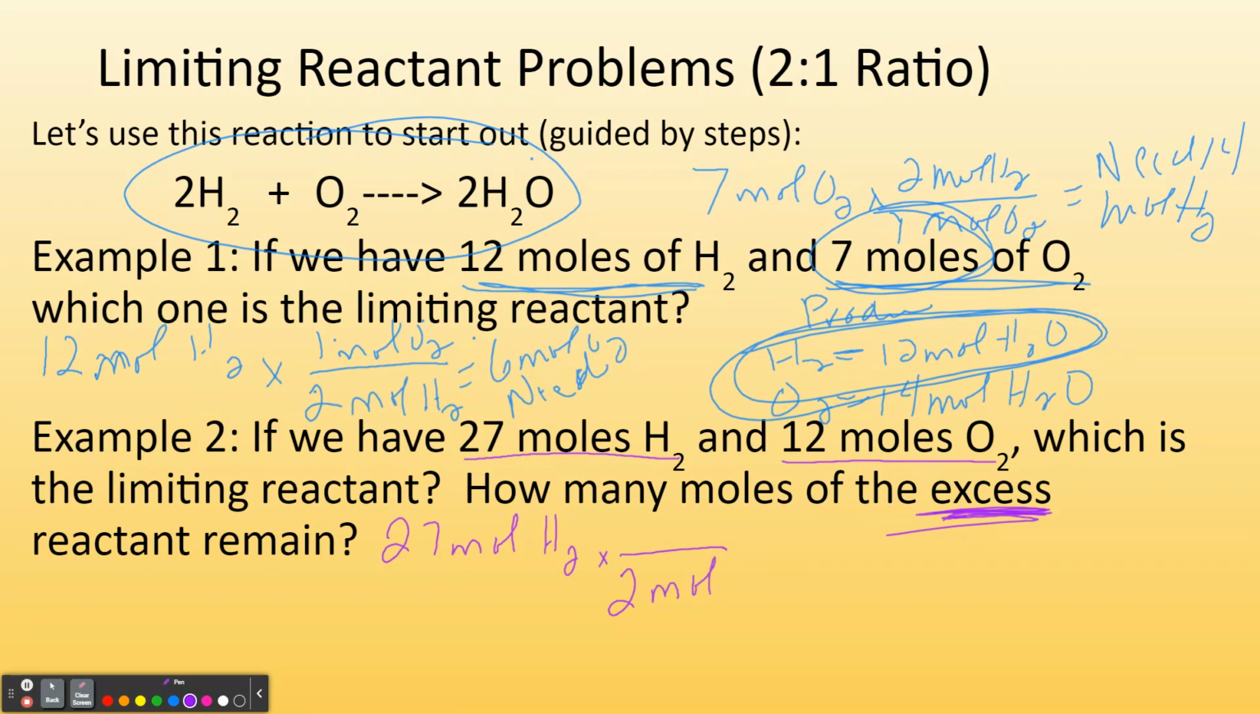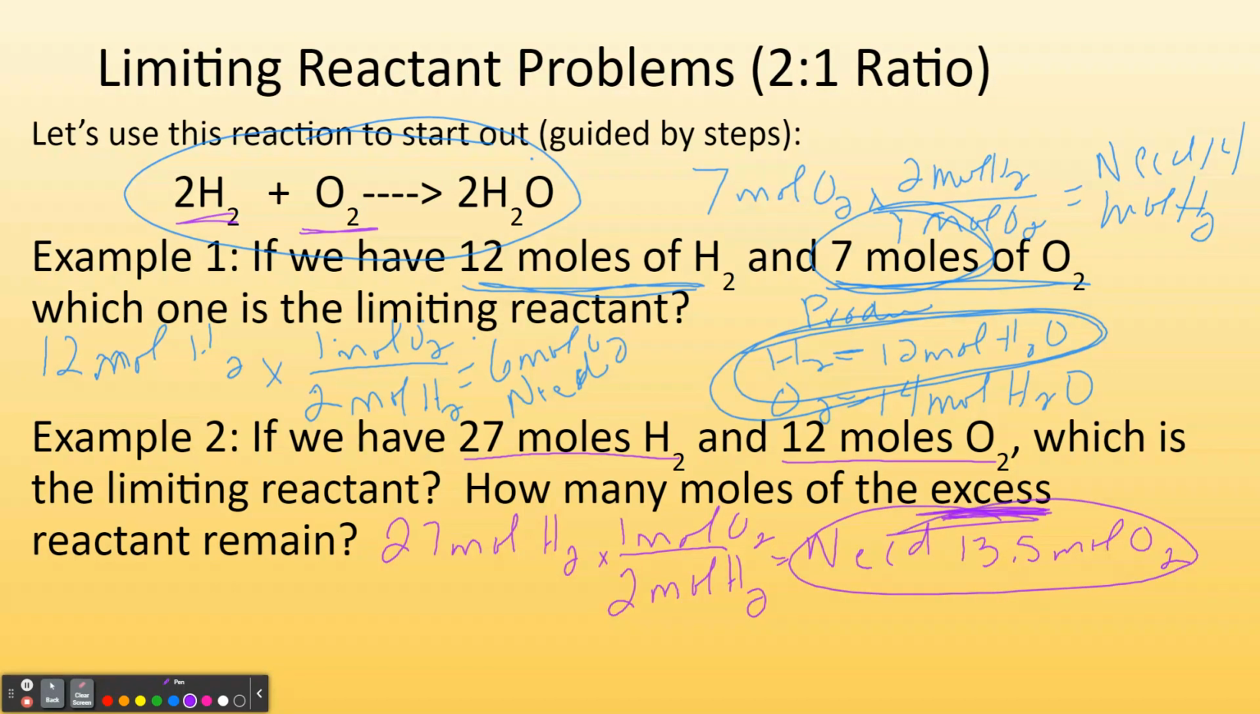Either way, our 2 moles of hydrogen go on the bottom, to our oxygen, 1 mole of oxygen on top. That means we need 13.5 moles of oxygen. So this is what we need. So this is what we have. We don't have enough. So because oxygen is going to be our limiting, O2 is our limiting, we have to figure out how much we can actually produce.